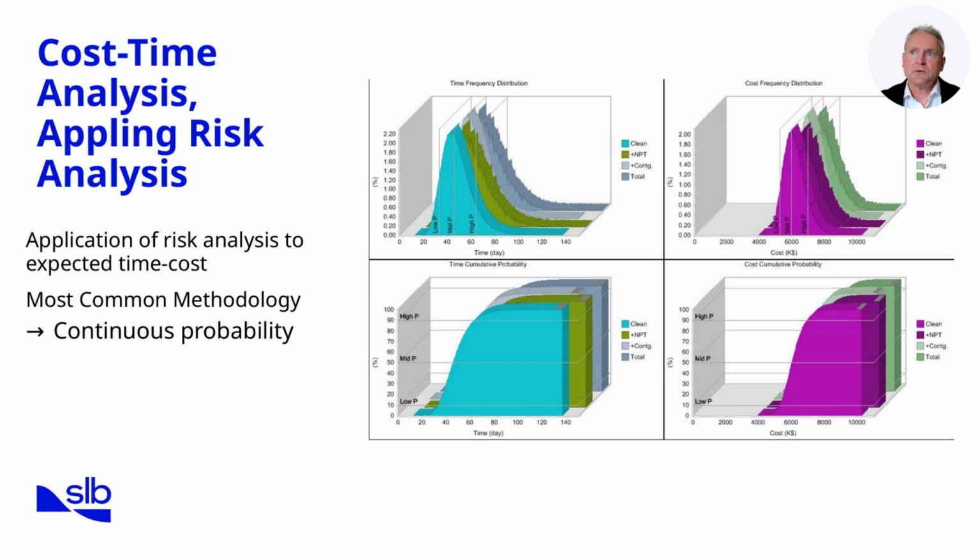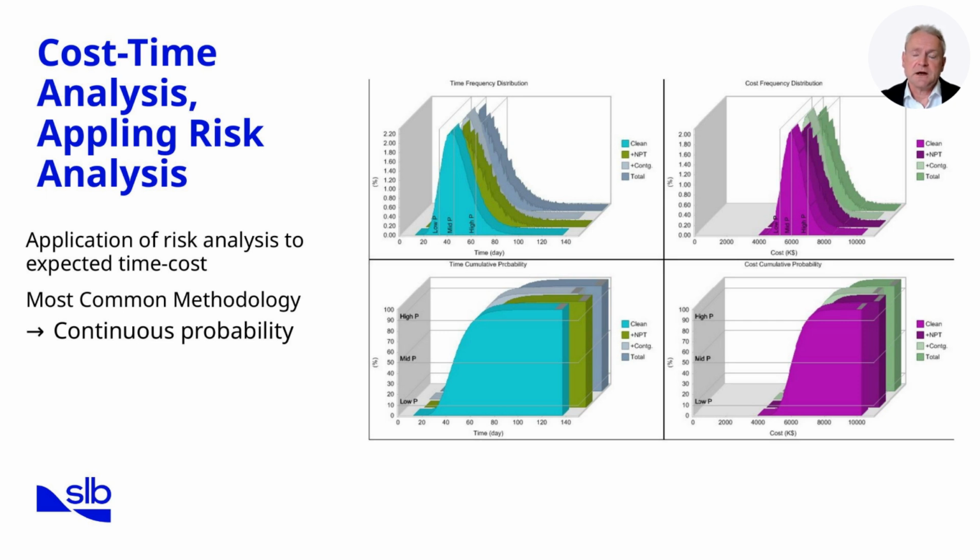Instead of saying a well will take exactly 40 days, we acknowledge uncertainty by modelling a distribution. For example, we might say there's a 10% chance the well finishes in 35 days, a 50% chance it takes 40 days, and a 90% chance it could stretch to 50 days. This P10, P50, P90 framework provides a much clearer picture of reality.